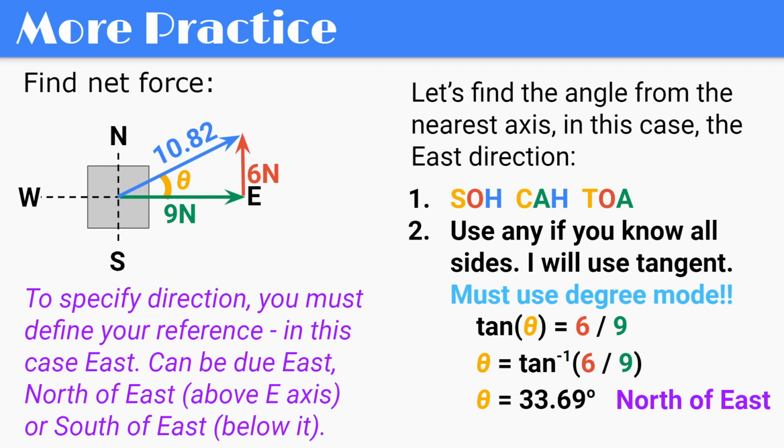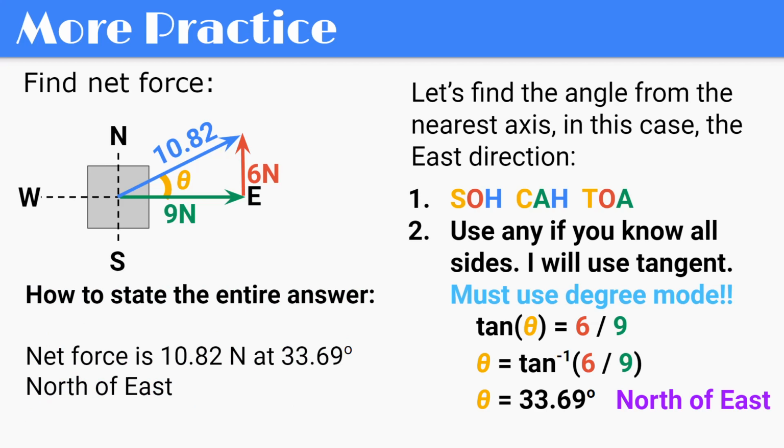Okay, so again, my total final answer for net force, if I put it all together, looks like this. The net force is 10.82 newtons at 33.69 degrees north of east. That is how you would write it. Okay, again, you're just finding the angle with respect to the east axis.